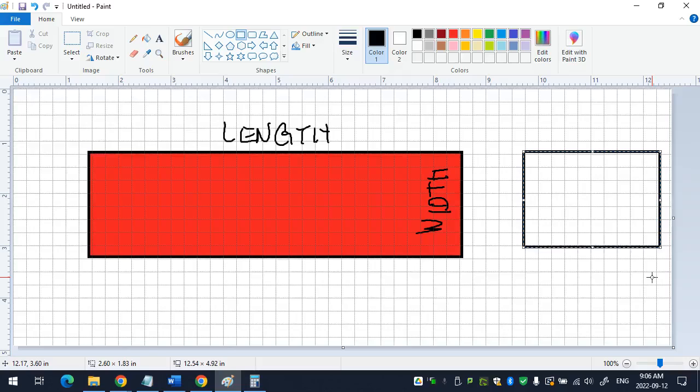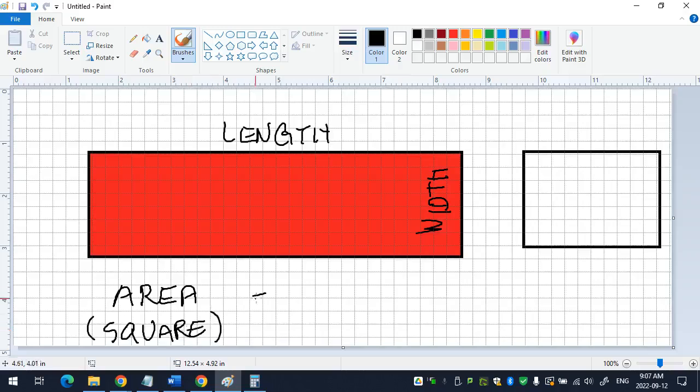A square. What's the area of a square? It's still what? Length times. But what's so special about a square? Both the length and the width are the what? Are the exact same. Which means really the area, if you've never thought about area of a square, any square in the universe is equal to what? It's equal to length times what? Width. But the length and the width are the what?